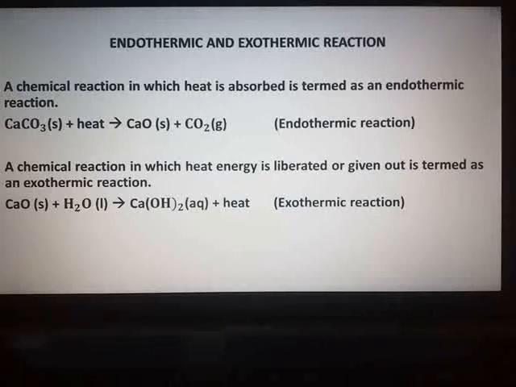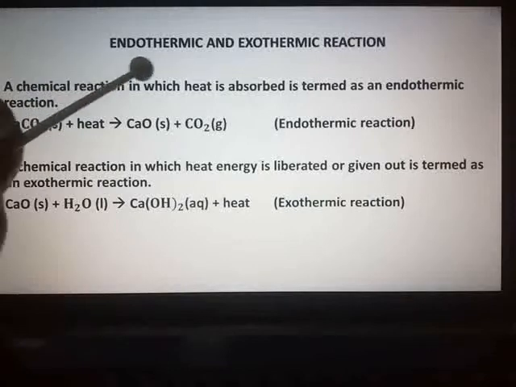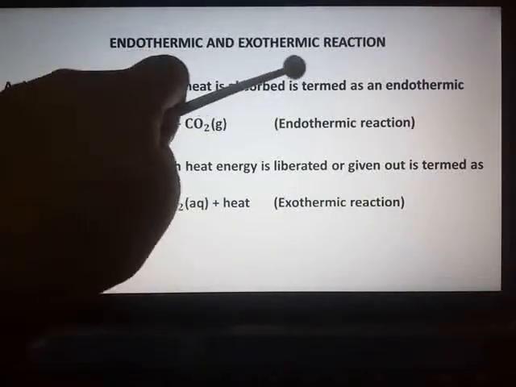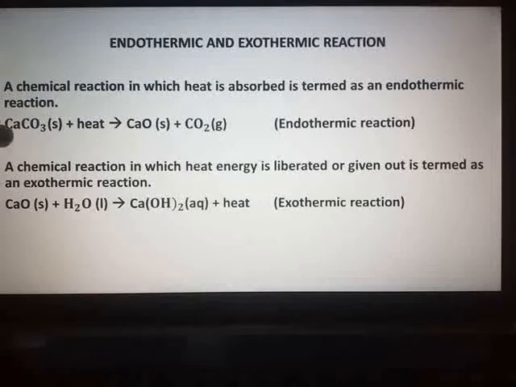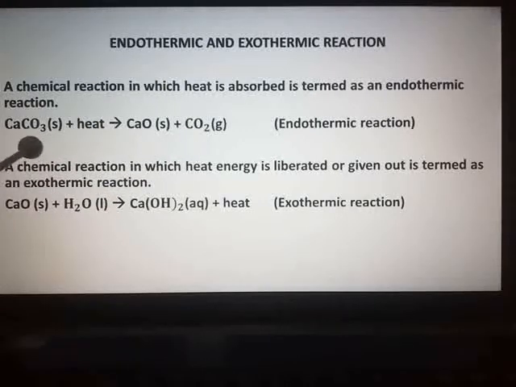Endothermic and exothermic means you have always seen that in a chemical reaction, either heat has to be supplied from outside to bring about the reaction, or heat is given out in the reaction. So when heat is taken up, when heat has to be supplied, such a type of reaction is called an endothermic reaction. A chemical reaction in which heat is absorbed is termed an endothermic reaction. Calcium carbonate on strong heating decomposes into calcium oxide and carbon dioxide gas. We had studied this equation under decomposition reaction.